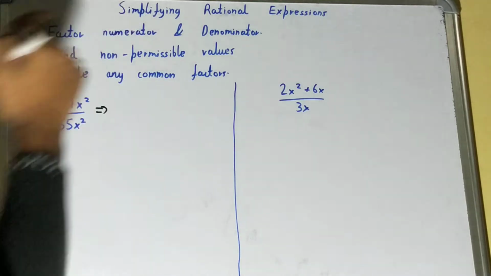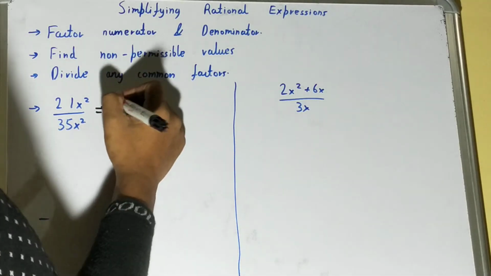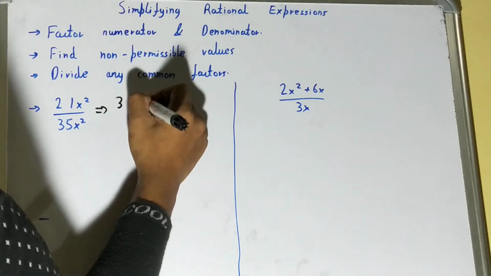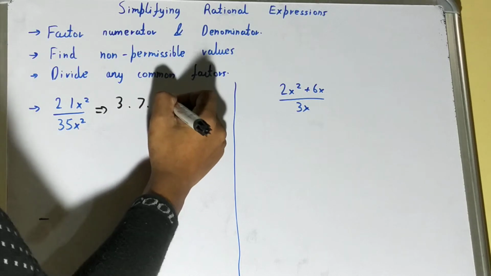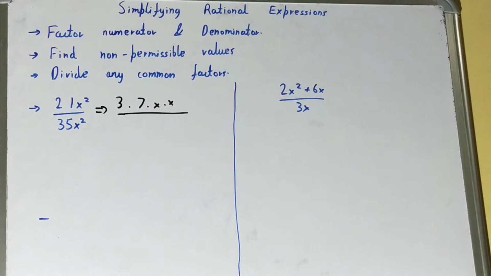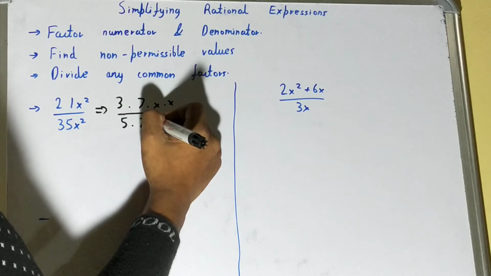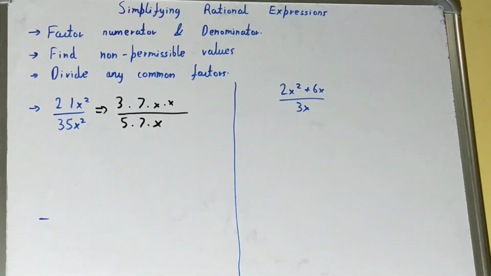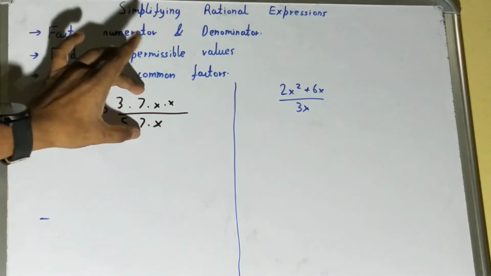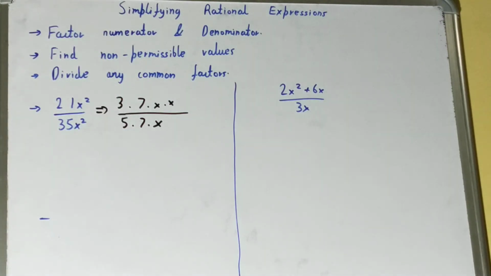Step one is to factor the numerator and denominator. So let's try to factor it out. The factors will be 3, 7, x, x, and in the denominator we'll have 5, 7, x. So you can see we have written the factors for the numerator and the denominator. This is not tough, this is quite easy, right? If you don't know how to find factors, you can watch my video on it. I made a video on that as well.